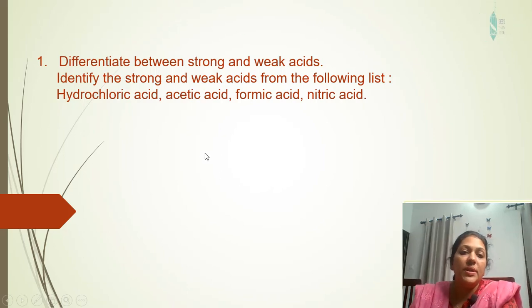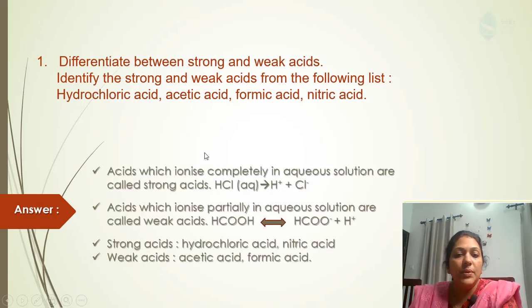Now what is a strong acid? We know that a strong acid in presence of water can ionize completely into positive and negative ions. See here in this example, hydrochloric acid in presence of water will completely ionize into H plus and Cl minus ions. That is why it is a strong acid.